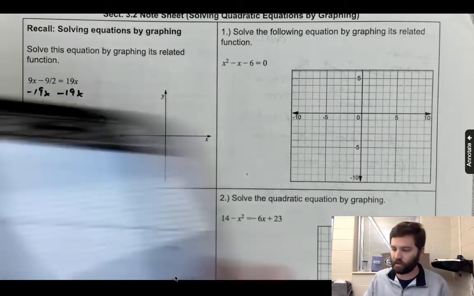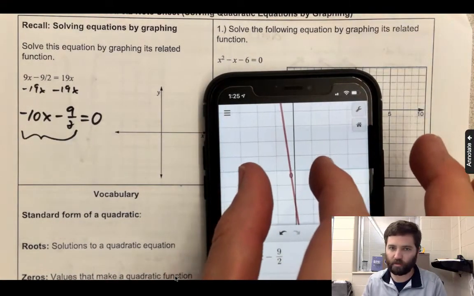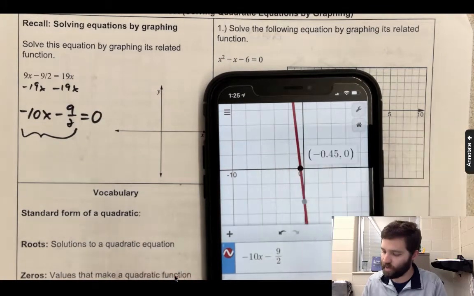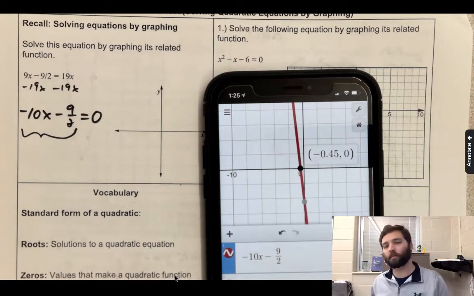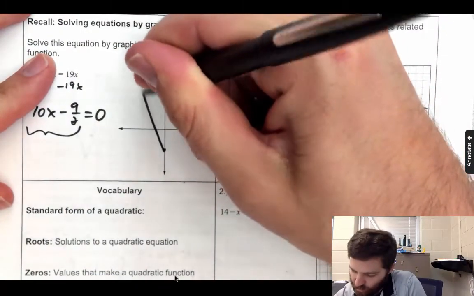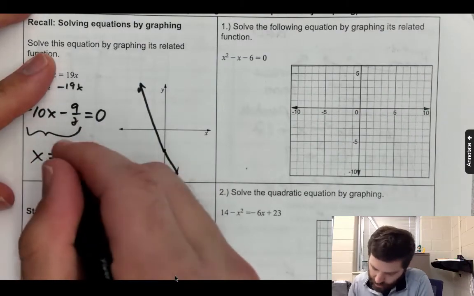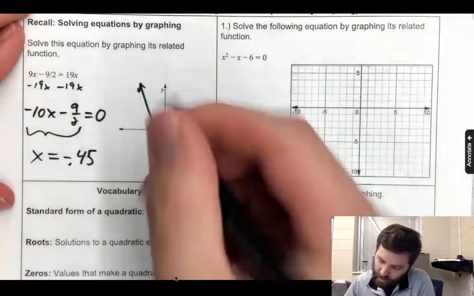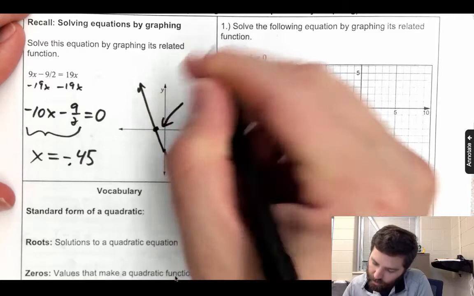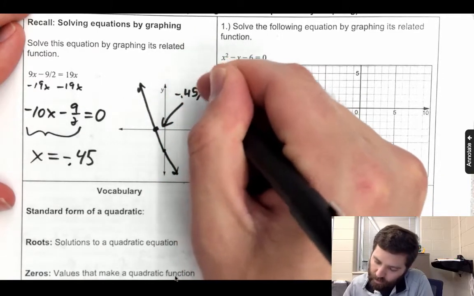So I've done that here in Desmos. It's not a wonderful graph, but what we see is that we have an x-intercept at negative 0.45. If you solve that algebraically, you would find that you get negative 0.45 for the solution. So we'll just put a little sketch here. We get that x equals negative 0.45 and that this intercept right here is negative 0.45 comma 0.